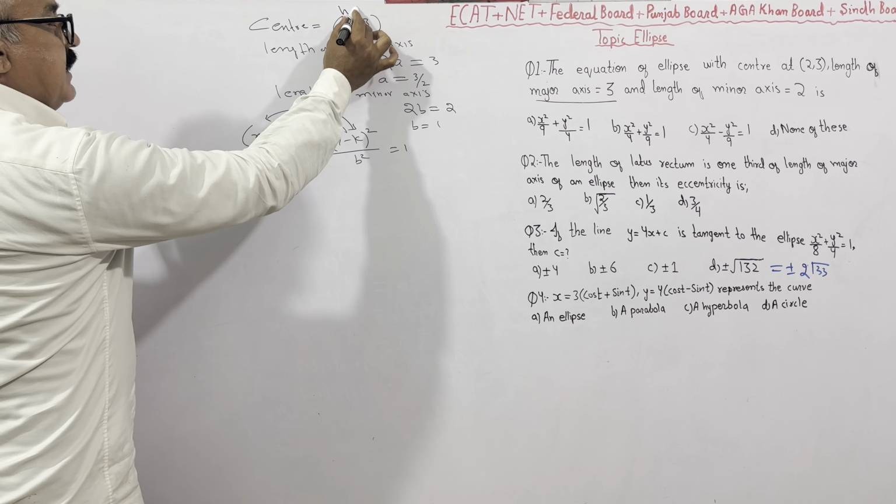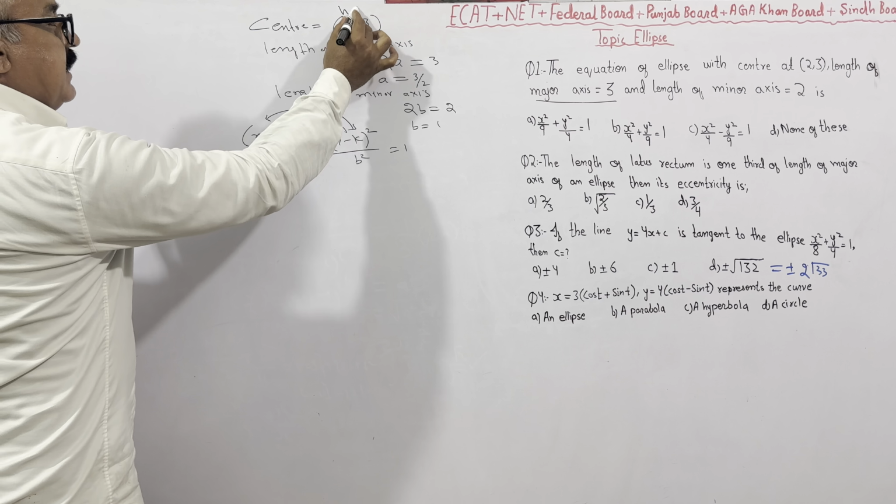If the line y is equal to 4x plus c is tangent to the ellipse x square over 8 plus y square over 4 is equal to 1, then what is the value of c? The line y is equal to 4x plus c touches the ellipse x square over 8 plus y square over 4 is equal to 1. Major axis along the x-axis. So the condition of tangency is going to be c square, c is equal to plus minus square root of a square m square plus b square.